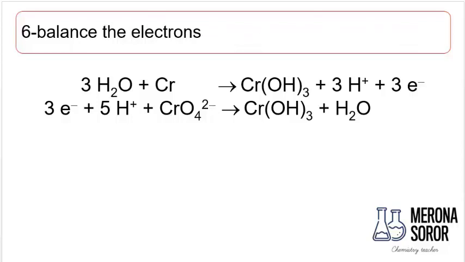Step 6, balance the charge. In the first equation, chromium loses 3 electrons, so we have to put 3 electrons in the product. In the second equation, chromium accepts 3 electrons, so we have to put 3 electrons with the reactants.